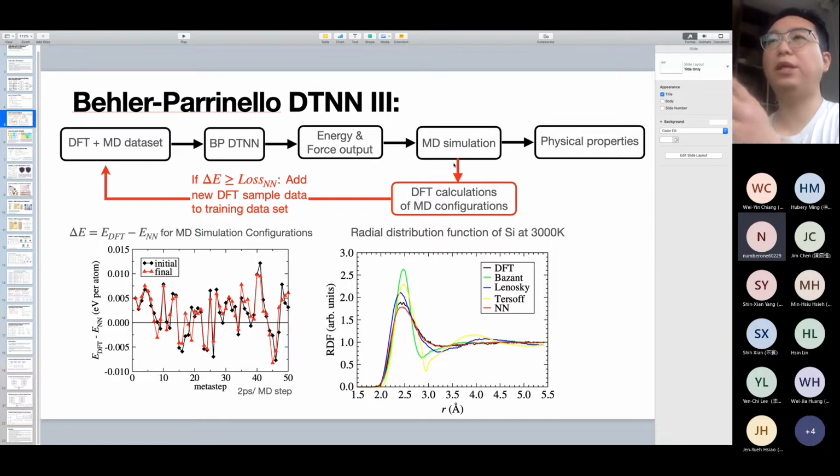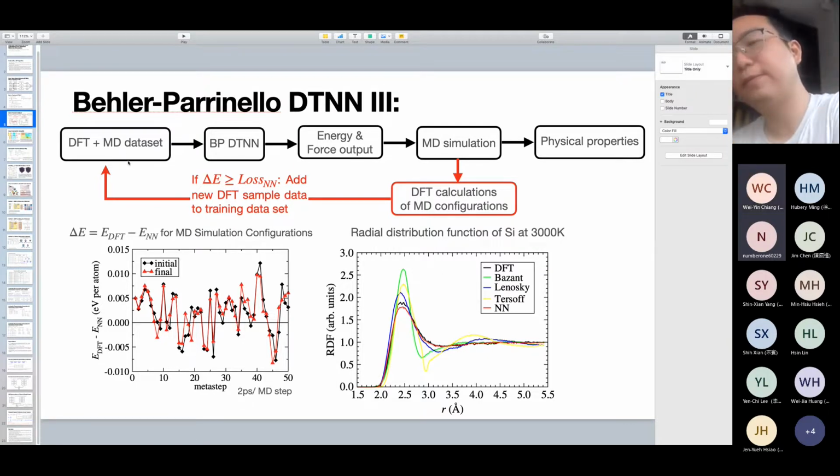And when you're running MD, you get new configurations, and then you can sample these configurations. If they give us poor delta E, then you add them back into the training data set. Yeah. Thank you. No problem.